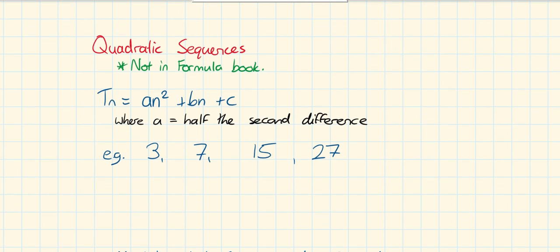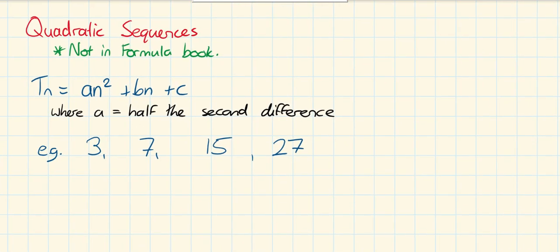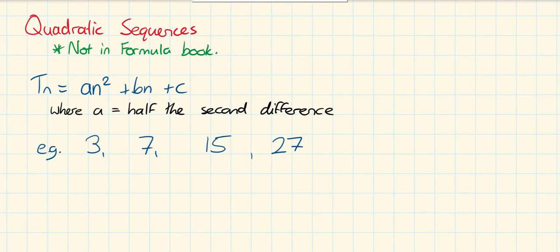The other one that you need to know is a quadratic sequence. Now these are not in the formula book. I don't know why, but they're just like quadratic functions. So it's an squared plus bn plus c. It could be something like 3n squared plus 2n plus 4. That's just an example. It's just like your quadratic function, you know, x squared plus 4x plus 6 or something like that. So here's an example of a quadratic sequence.